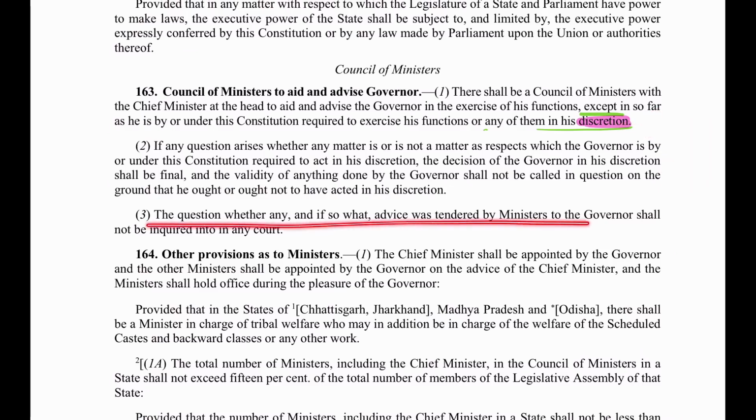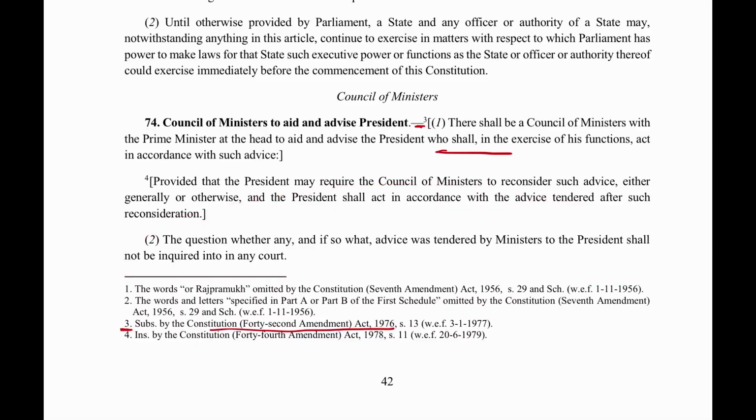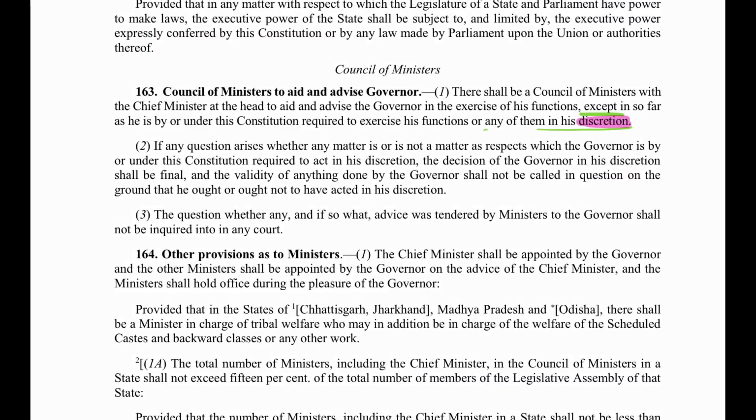And this point is very, very similar to what we have just done in the case of the president, that the question of whether advice was given or not, and if given, what was given, any such question will not be inquired into by any court. Now I hope this is clear. Now you are understanding the distinctions very clearly here. So there is nothing much to worry about. That was about the status and the details.